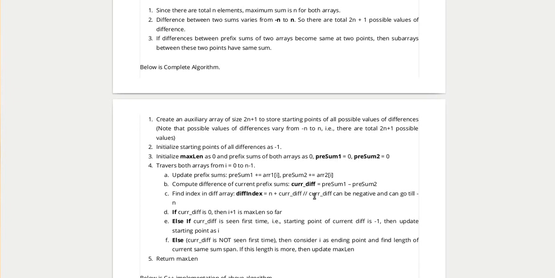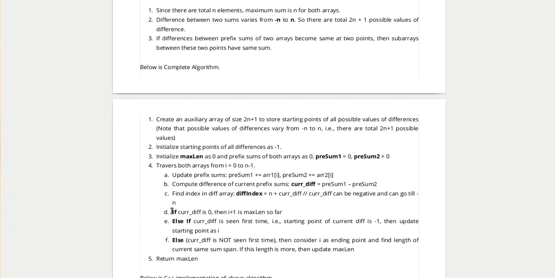If this is not the case, then we go to the diff array and update the diff at the diff index. We update the minus 1 set earlier with the value of the current index i at which we are. We calculate diff index as n plus current diff, because current diff, as we know, can be from minus n to n, but the indices of an array are always positive. So we are adding n to this value to shift the range from minus n to n into 0 to 2n.